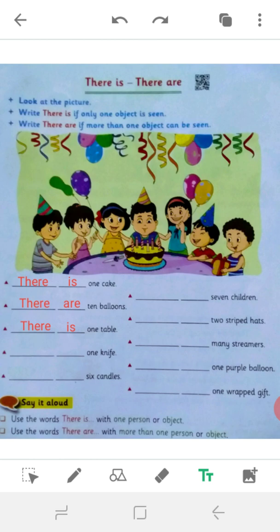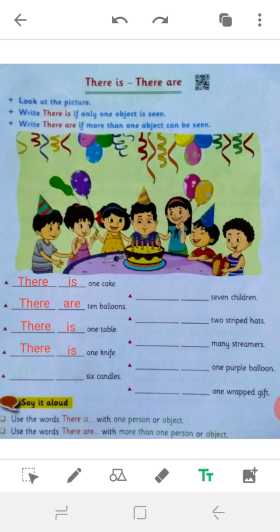Blank one knife. Look at the picture. How many knives are there on the table? Only one. So, we use there is. So, we will write there is in this blank. Read the sentence. There is one knife. Okay, next.